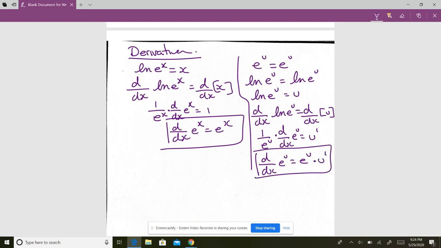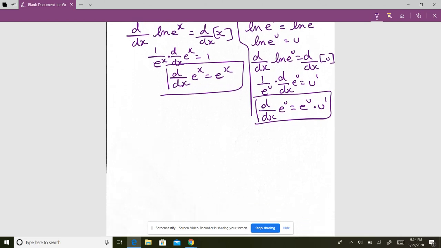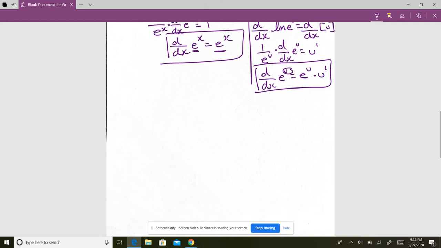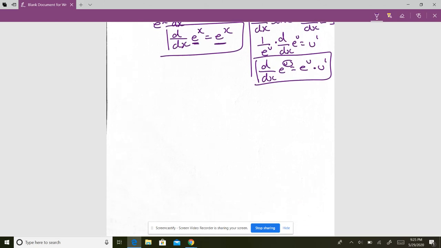So these are two fairly, it's not really intuitive. The derivative of a function is the function. That seems pretty weird for e to the x. And the derivative of e to the u is just e to the u times whatever the derivative of the exponent is. Okay? The good thing about this is it makes doing derivatives of exponential functions, natural exponential functions, e to the x, very simple.